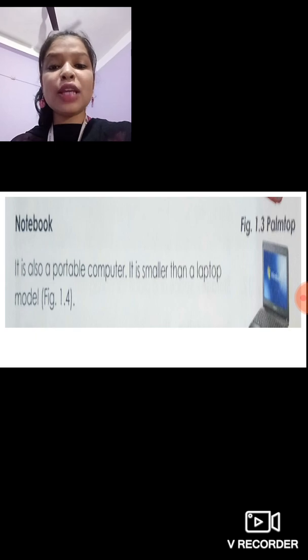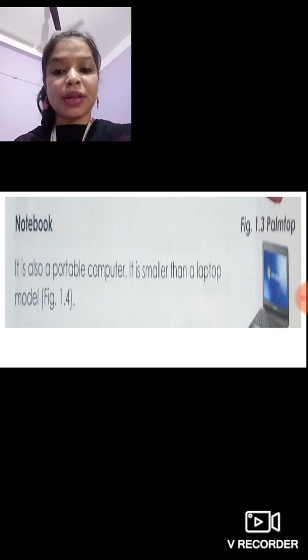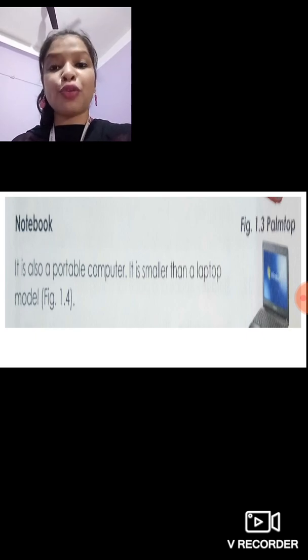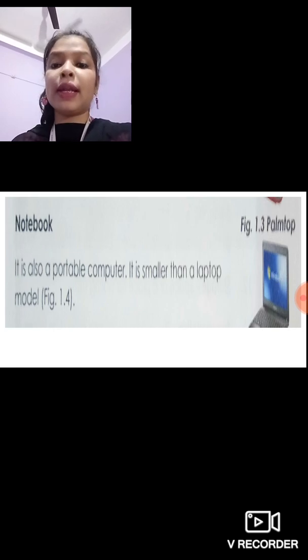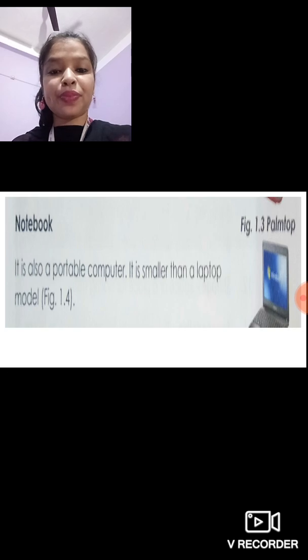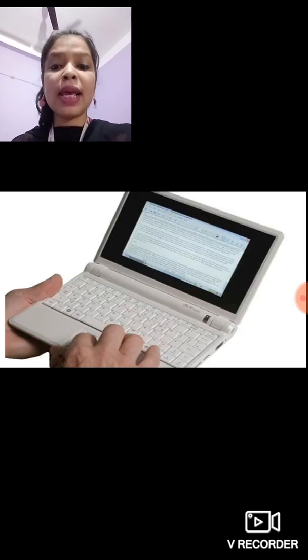The next is notebook. It is also a portable computer. It is smaller than a laptop model. On a notebook you can do the same kind of work as on a laptop, but the size of a notebook is smaller than a laptop. So this is a notebook. See, it is very small in size.